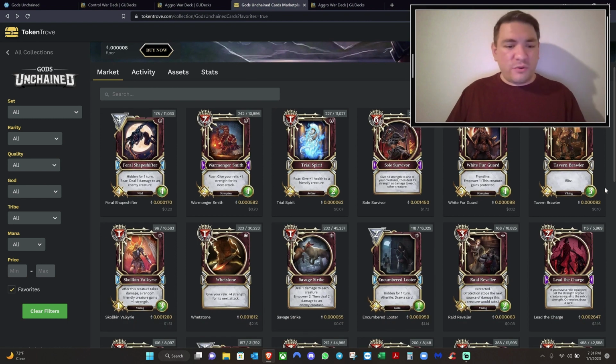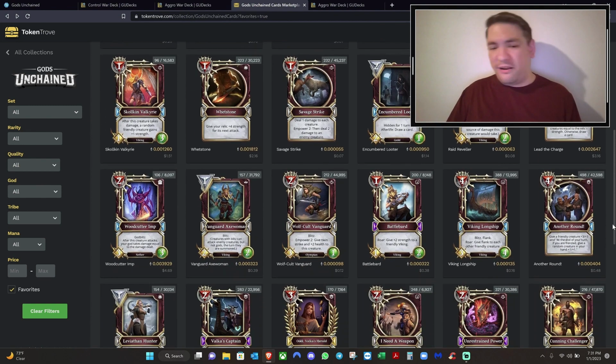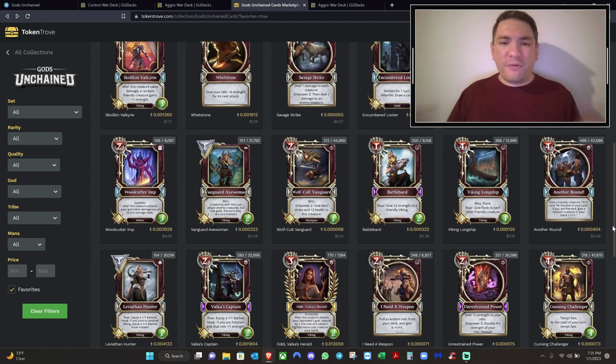As you can see, a majority of these are cheap: 20 cents for the Feral Shapeshifter, 12 cents for the White Fur Guard. You can see some of the prices here as we go down through the list. Wheatstone coming in at $2.16, Lead the Charge, $3.16. What I pretty much did is I took that whole list that I created, and I removed any card that was over $15.